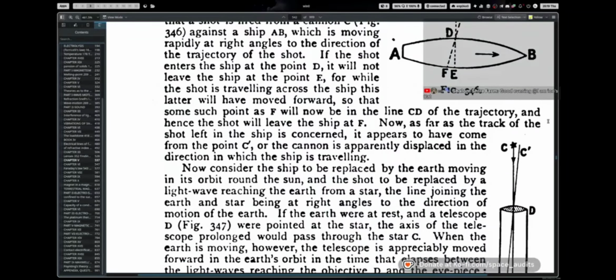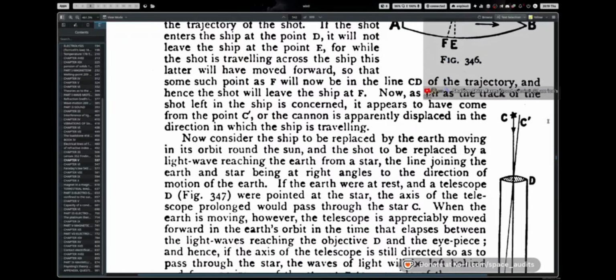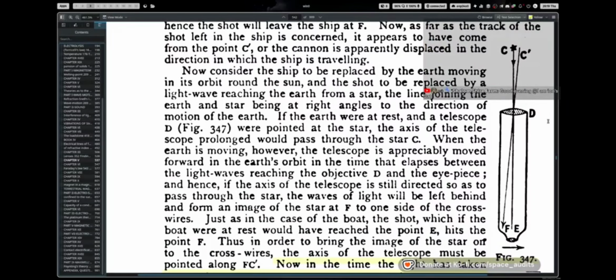Now, consider the ship to be replaced by the Earth moving in its orbit around the sun, and the shot to be replaced by a light wave reaching the Earth from a star, the line joining the Earth and star being at right angles to the direction of the motion of Earth. If the Earth were at rest and a telescope D, and this is Fig 347 over there now, were pointed at the star, the axis of the telescope prolonged would pass through star C, as in vertical.